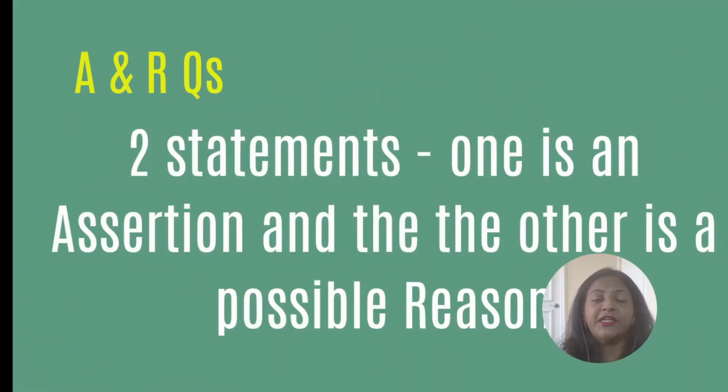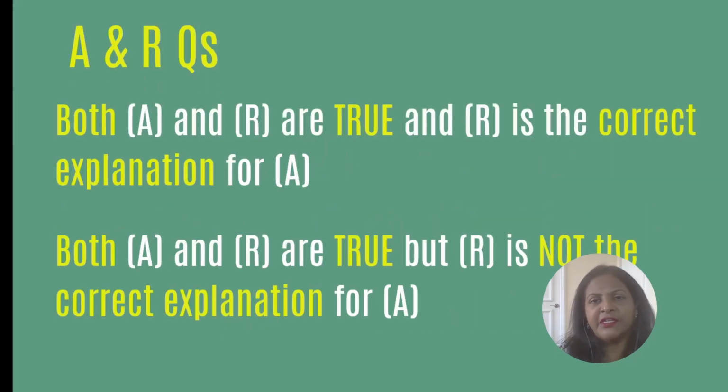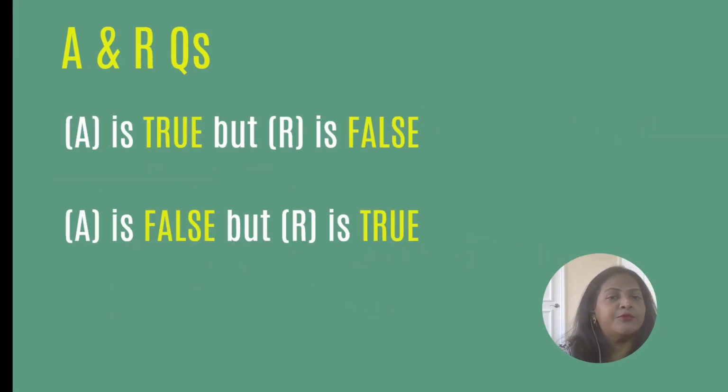So the first kind of questions were direct questions. Now the next kind of questions are the assertion and reason questions. In these questions, there are 2 statements. One is an assertion, that means it says that it is true, and the other is a possible reason. So the answers are like this. There are generally 4 answers, which say both A and R are true and R is the correct explanation for A. Both A and R are true, but R is not the correct explanation for A. A is true, but R is false, or A is false, but R is true.